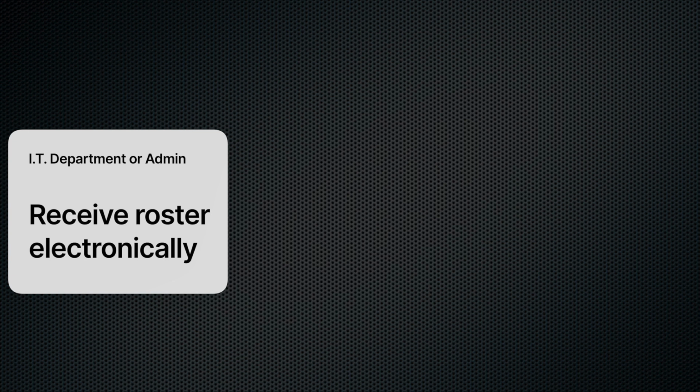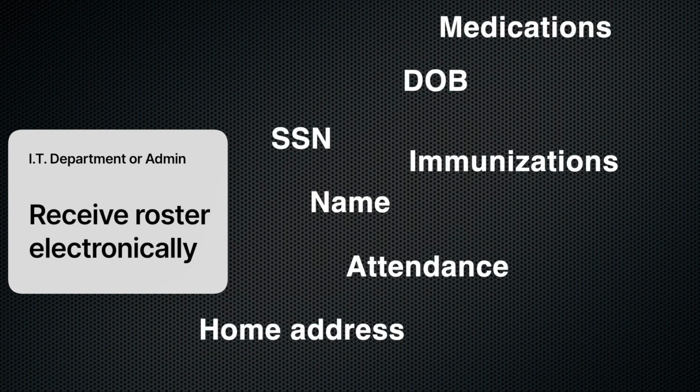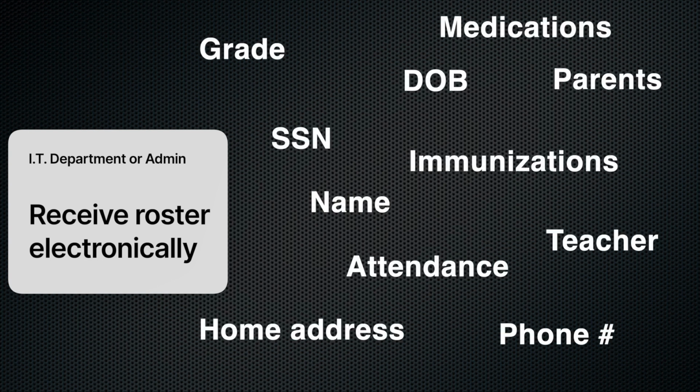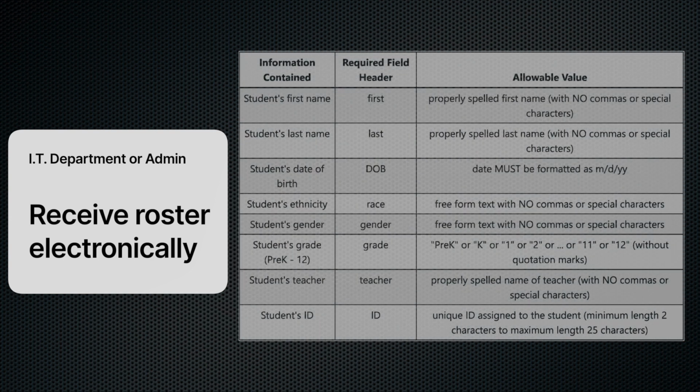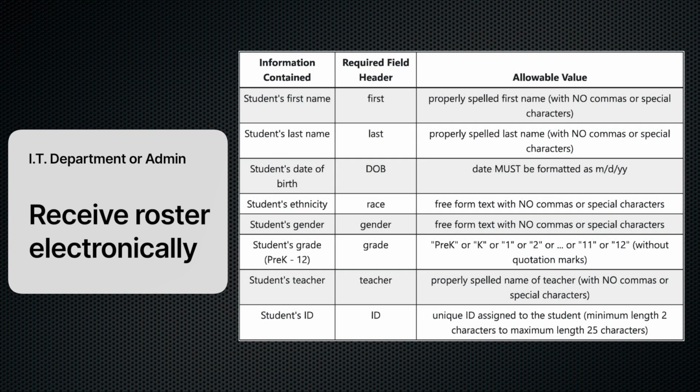Typically, the student information system contains much more information about each student than the Vision Screening system requires. In other words, the Vision Screening system only needs limited information about each student, and therefore, the person exporting the information from the student's database needs to know exactly which data to pull. So here is a list of the data needed for each student.